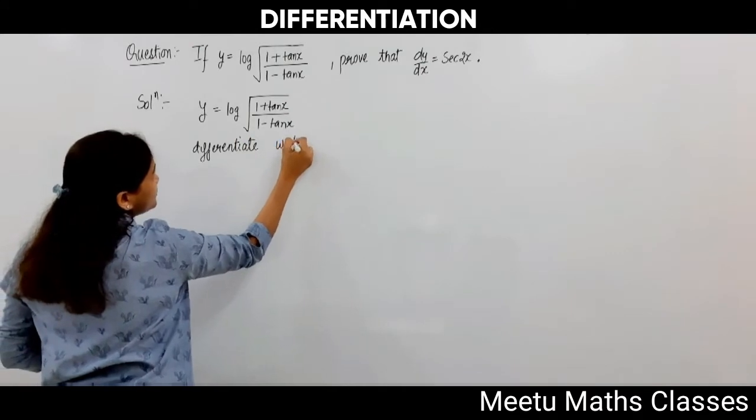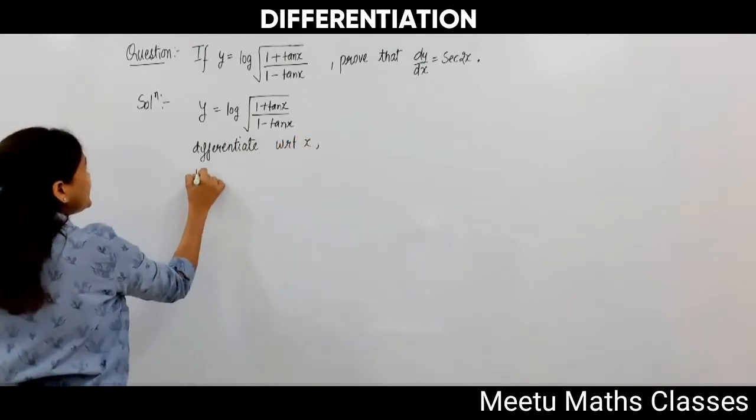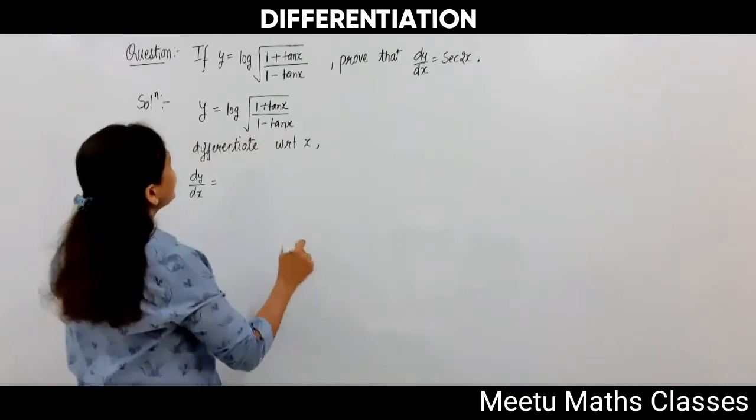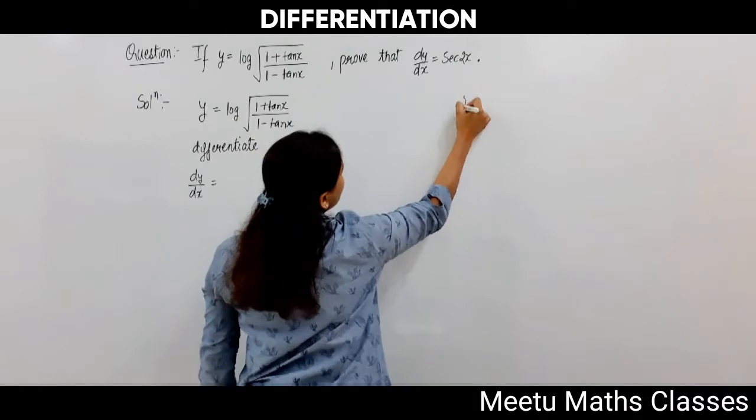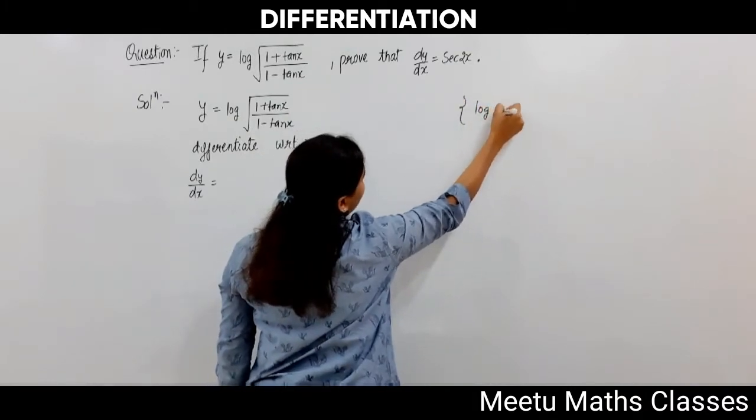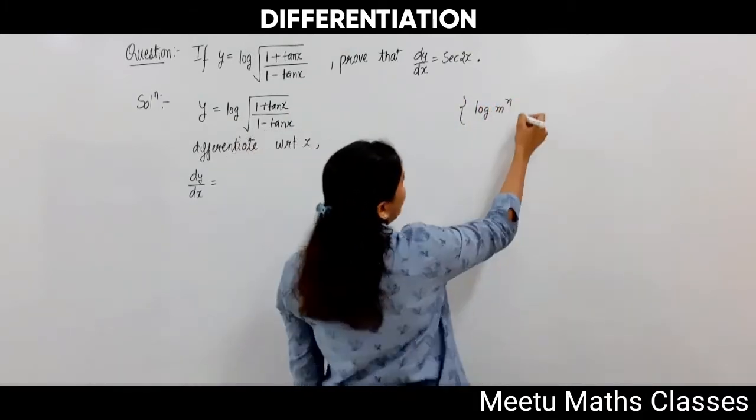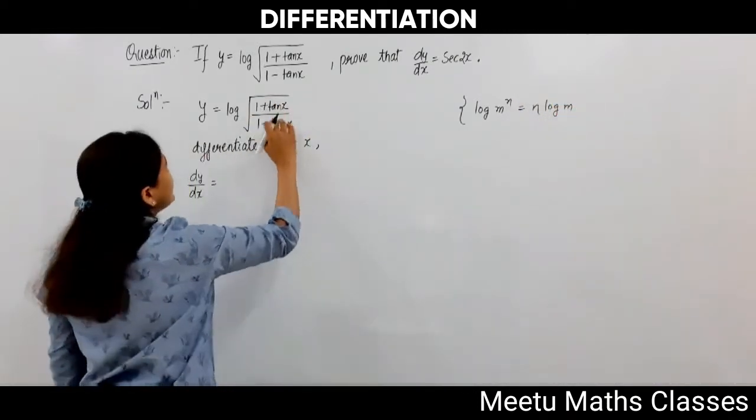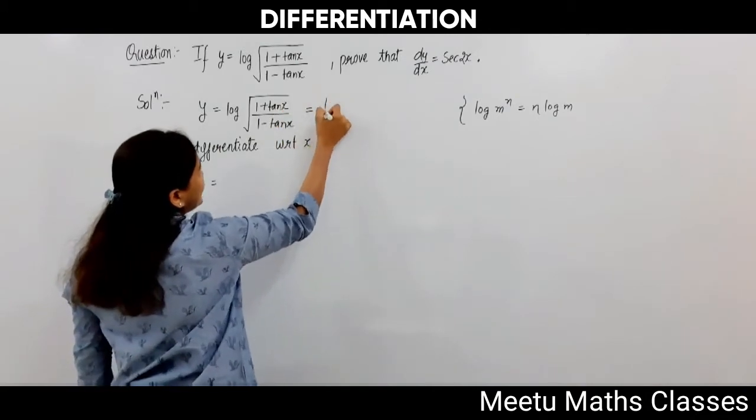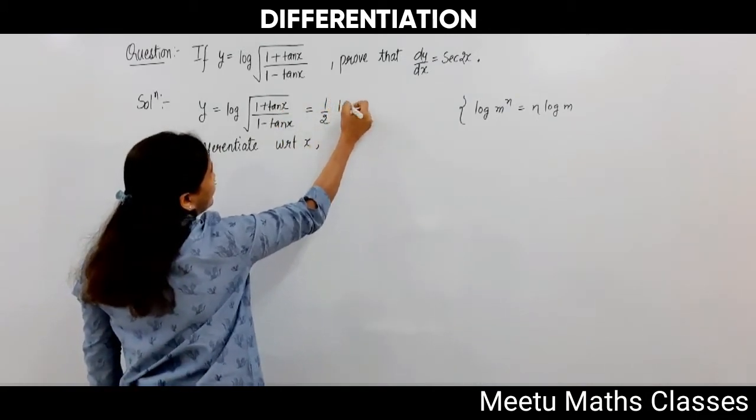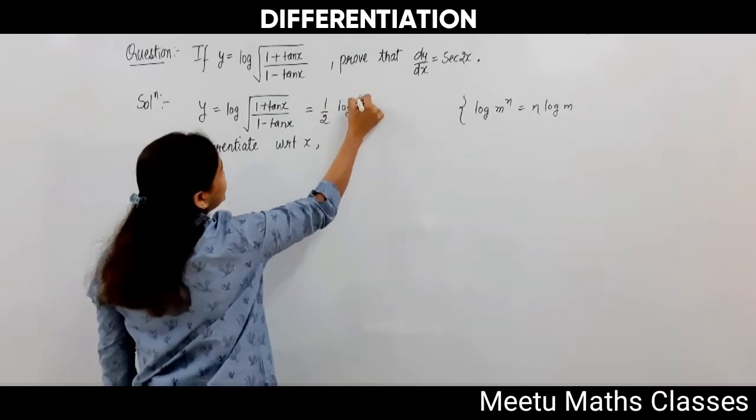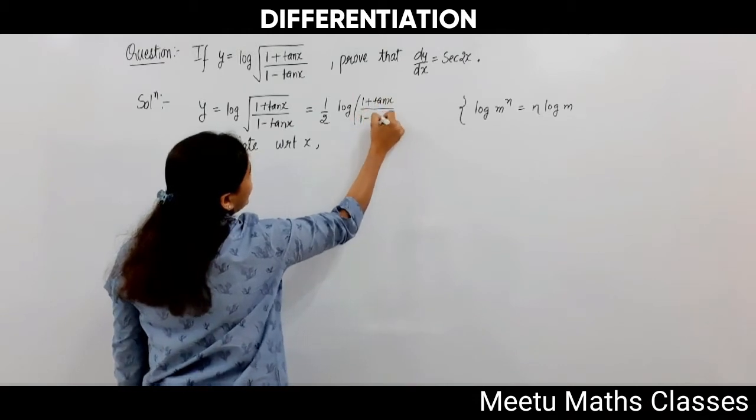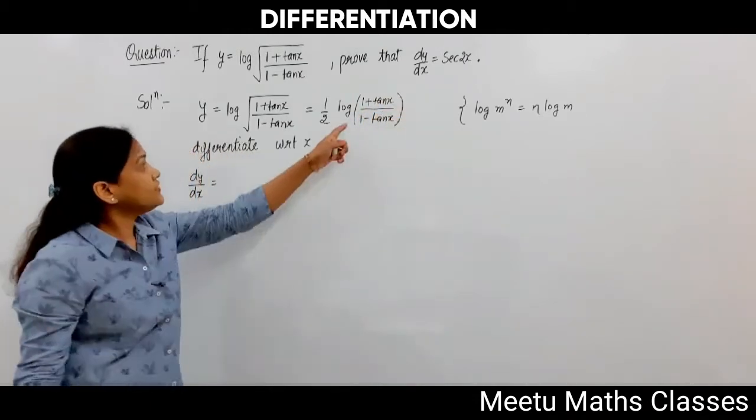with respect to x. Now dy by dx will be equal to, first of all you can write, since log of m raised to power n can be written as n into log m, so this function is raised to power half, so half can be taken before log and your function can be written as this. Now we are going to differentiate it.